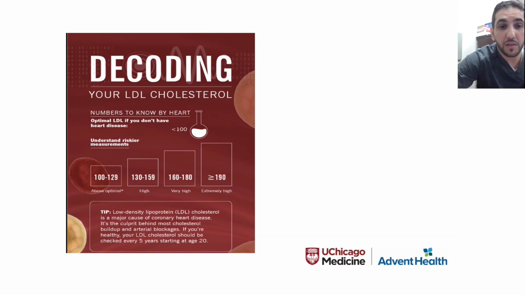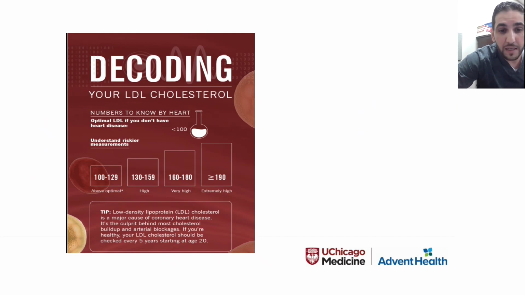Very nice slide to show you the numbers again. 100. Then 130 to 159 is considered high, 160 to 180 actually very high. Another number to remember is the 190. If you hit 190, then you should be on medication regardless. We cannot do anything with just lifestyle modification and diet. At that point, you should be on cholesterol lowering medication per the guidelines.